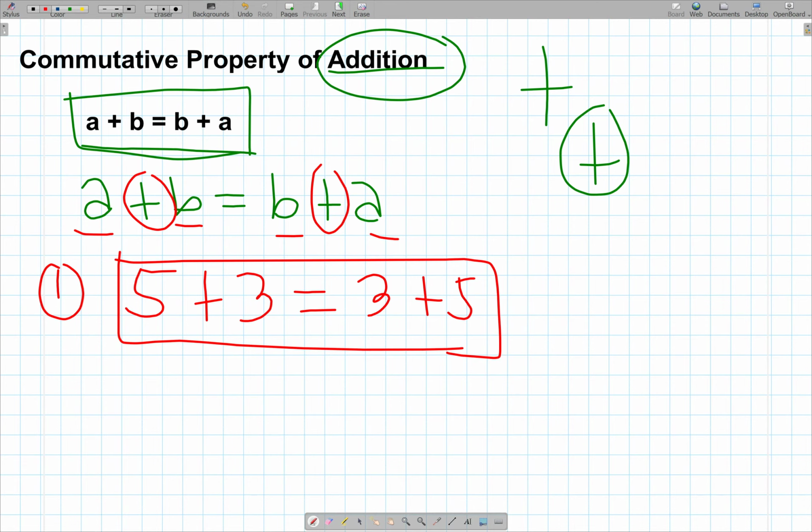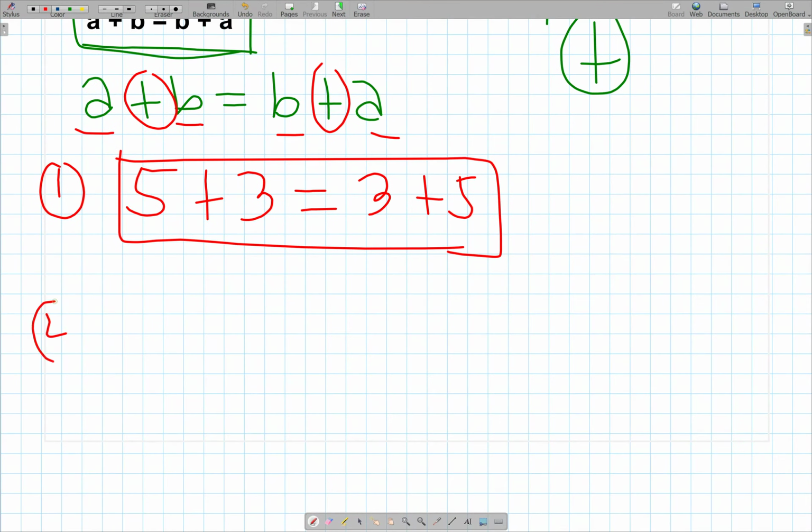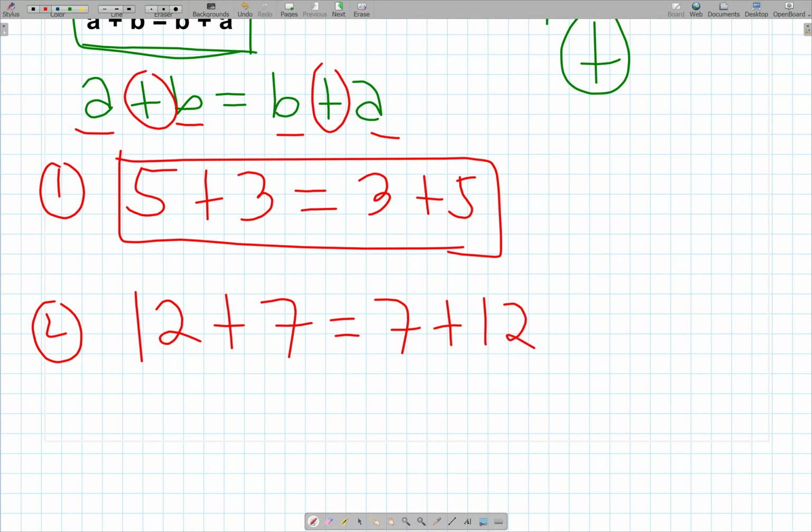Next, example, pwede din, let's say, 12 plus 7 equals 7 plus 12. Diba? So, nakikita natin dito, okay, nandito ang 12, dito din yung 12, nandito ang 7, nandito ang 7, then plus sila pareho. Yan. So, ang tawag dito ay commutative property of addition. Okay? Commutative property of addition.